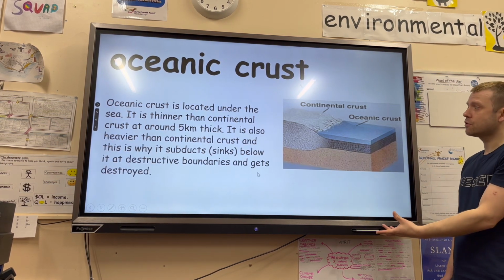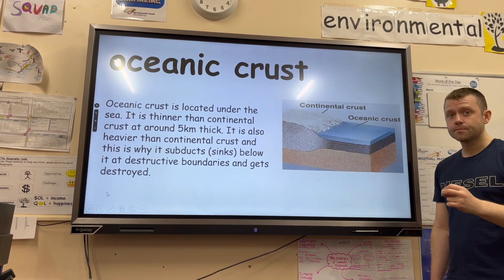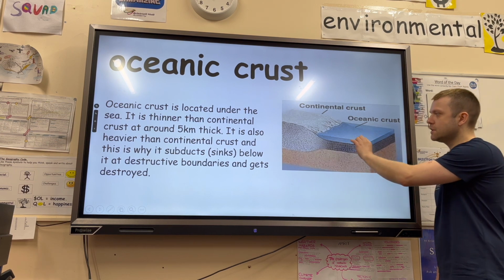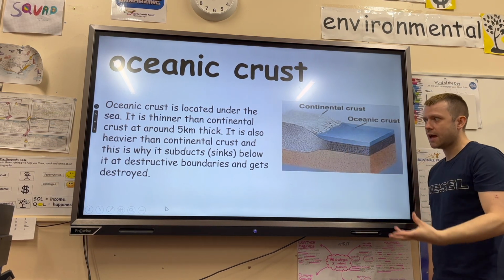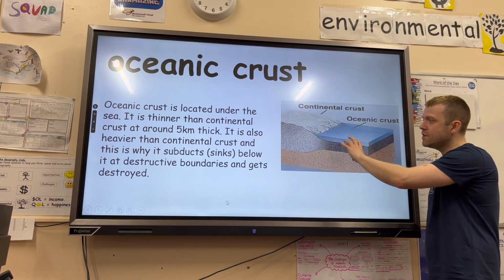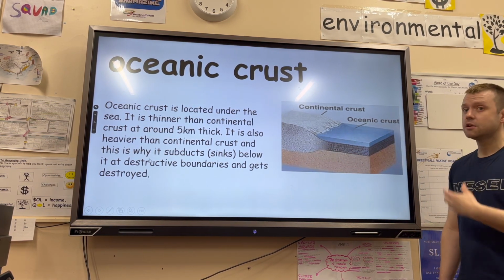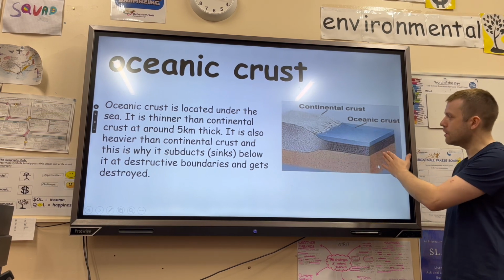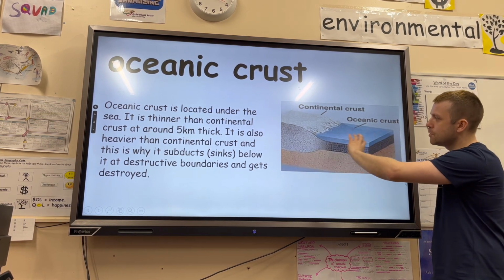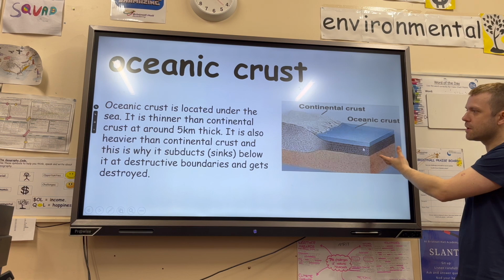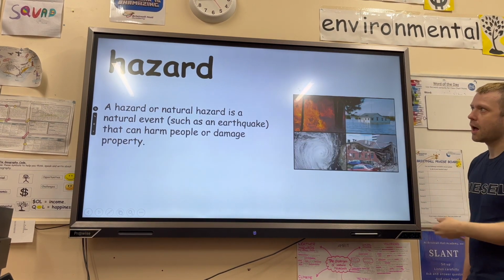However, oceanic crust is more dense, so it's heavier. It's generally found underneath the oceans, hence the name oceanic. And when this subducts below the continental crust, it gets destroyed, so it's constantly being destroyed. But at the other end, when the plate is moving away from another, it gets rebuilt. There's construction there as well.